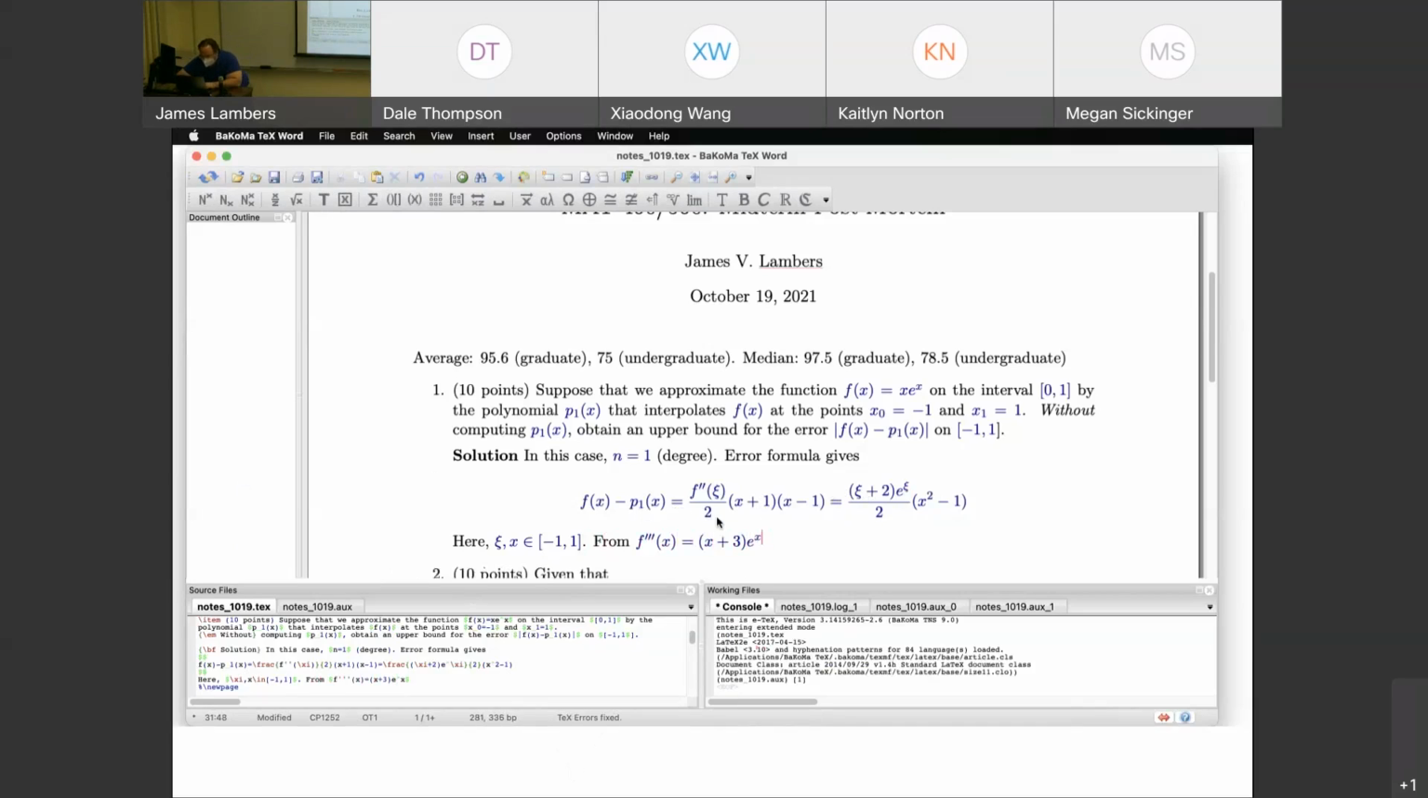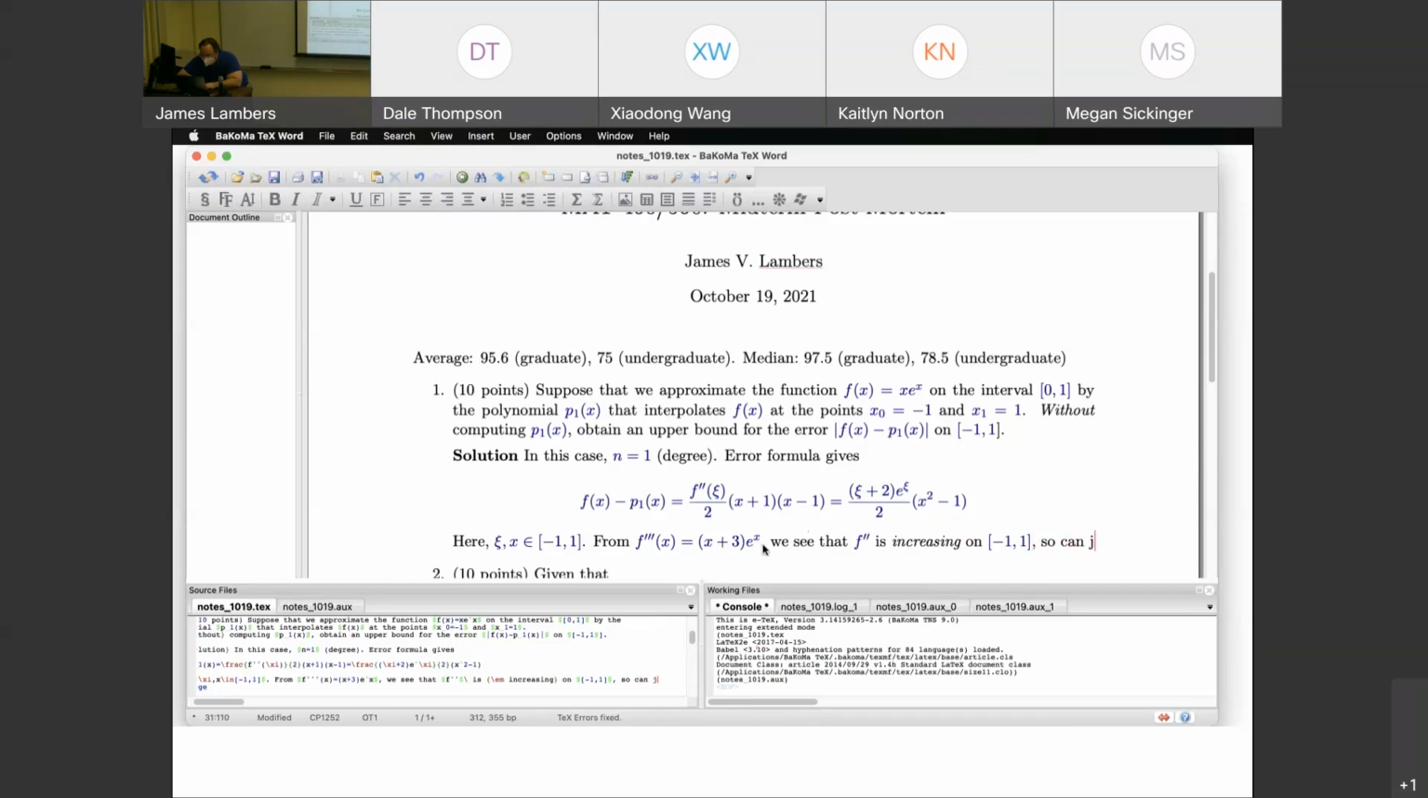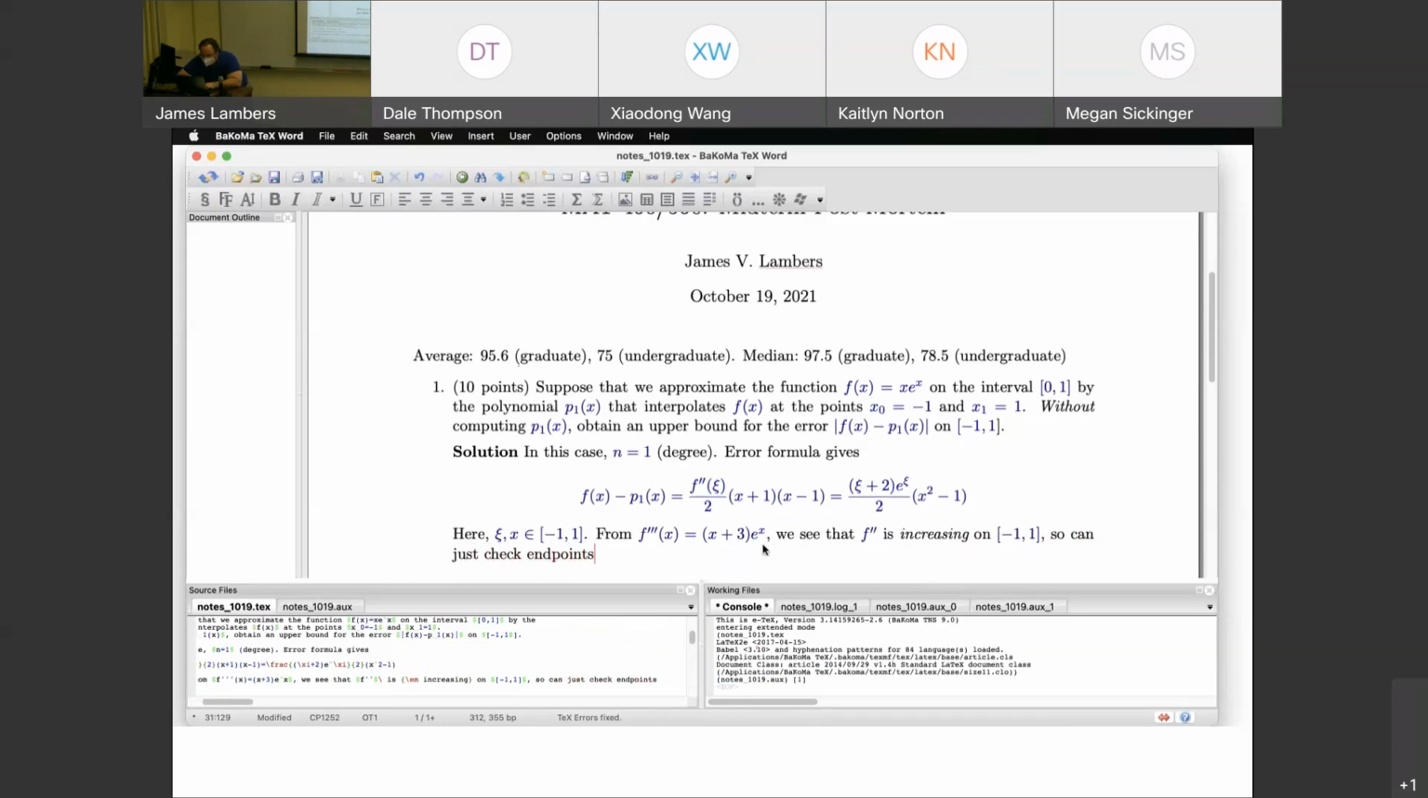Okay. All right. So this function is x e to the x. Anytime you take a derivative, you add one to this polynomial here. So x plus 1, x plus 2, x plus 3. But for x between minus 1 and 1, this is always going to be positive. So f double prime is increasing on the interval minus 1 to 1. So you'll need to check the endpoints. So for this part, to maximize this, all you got to do is set xc equal to 1. All right. So because this function is positive, we want the max absolute value.